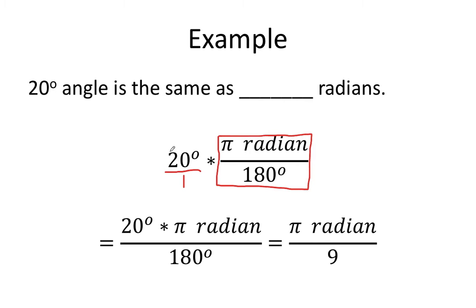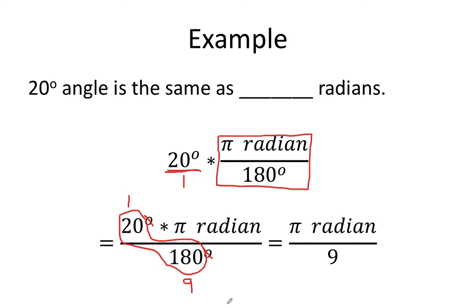So 20 times pi radians becomes 20 pi radians. And the bottom, 1 times 180 degrees, is 180 degrees. All right. Since we have degrees on top and on the bottom, those two things will cancel each other. And then if I were going to simplify 20 divided by 180, that's equal to 1 over 9.